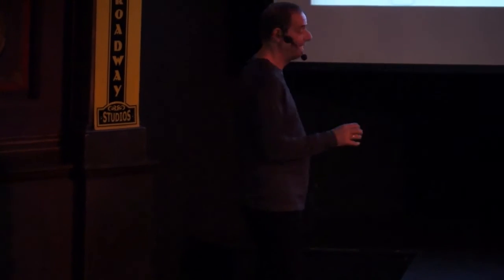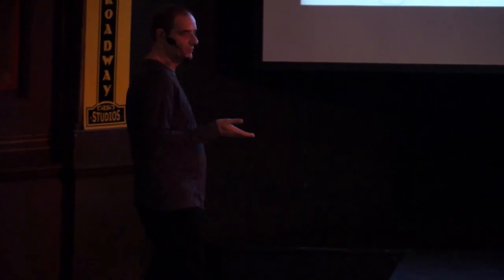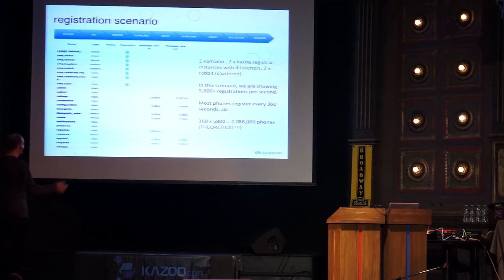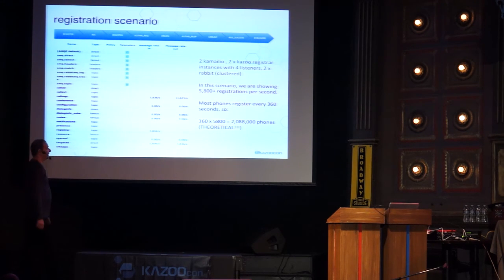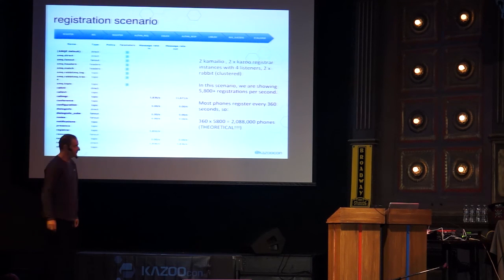with a cluster of two servers in Rabbit. We are showing that with the new changes that we made to Kamailio to work in an async way, we can actually hit 5,800 registrations per second, doing this path all the way. This is without any caching at all. We disabled caching so that we would prove that this is what actually happens on the target and on the registrar. So these are pretty cool numbers.